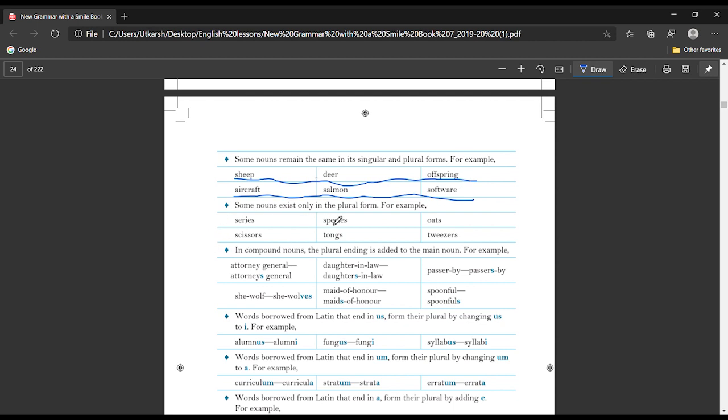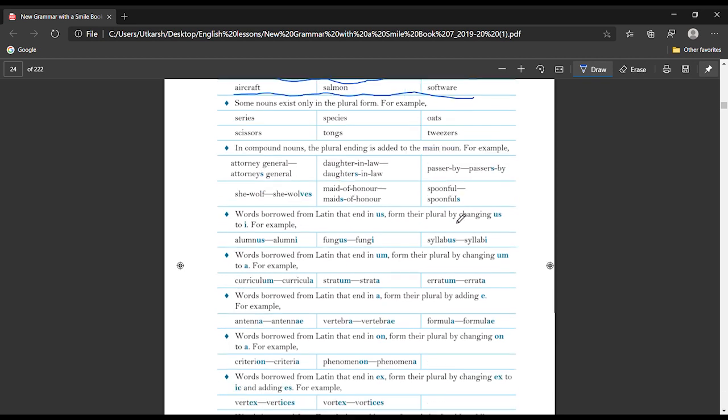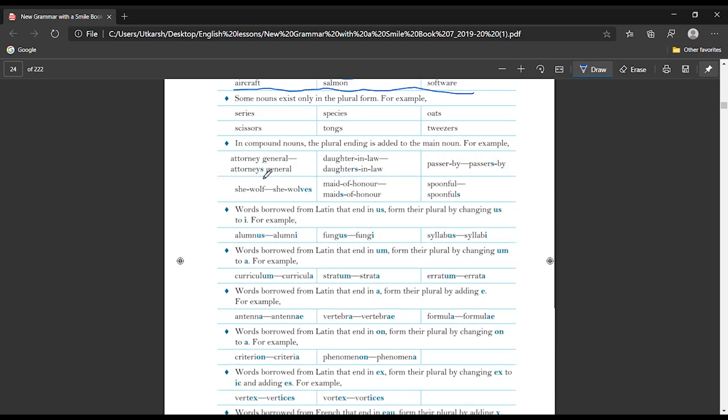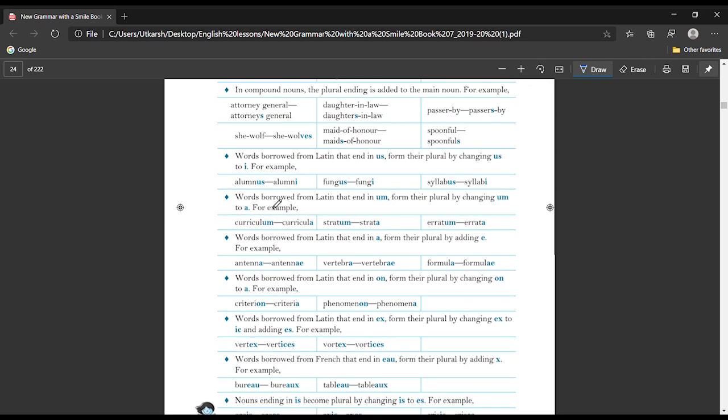Then some nouns exist only in plural form. For example, series, species, oats, tweezers, etc. In compound nouns, the plural ending is added to the main noun. For example, attorney general, so attorney will have s, daughters-in-law, etc. Then words borrowed from Latin that end in us. There are certain Latin words which end in us: alumnus, fungus, syllabus will be alumni, fungi, and syllabi. Then you come down to words borrowed from Latin that end in um, it will be curriculum, curricula, etc.